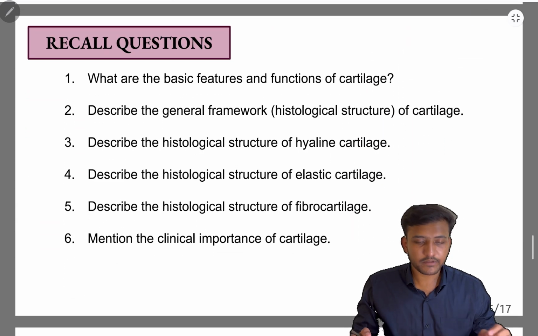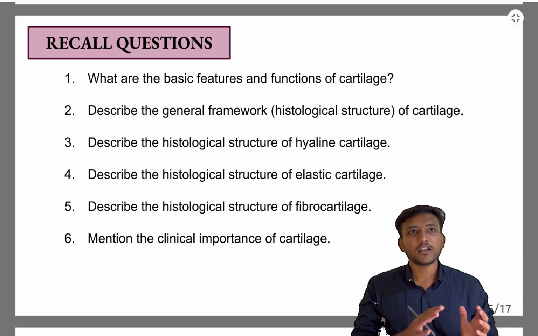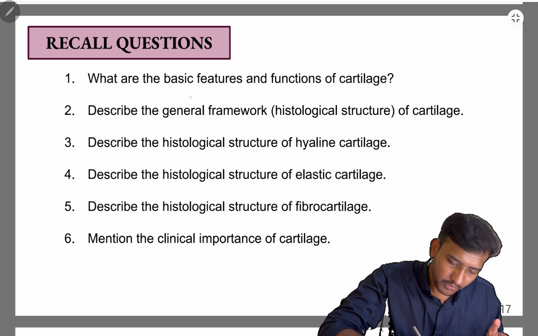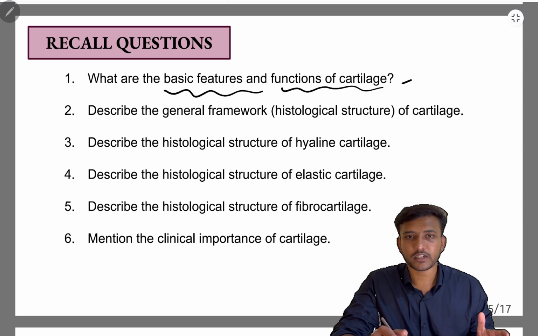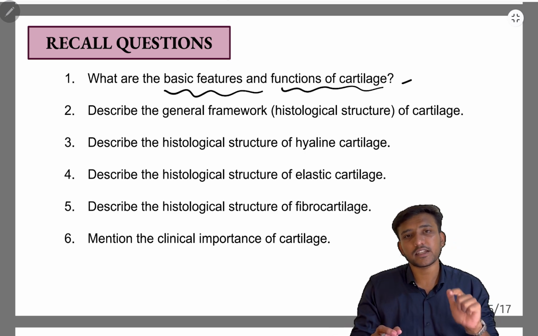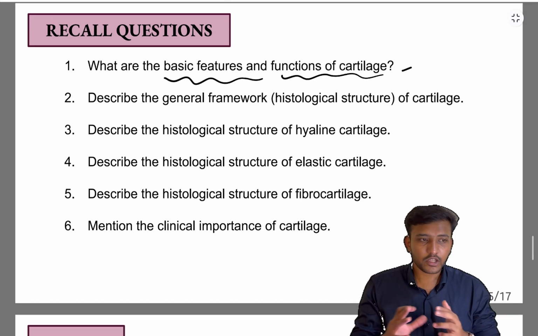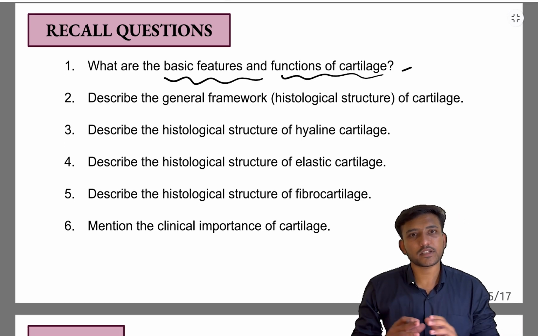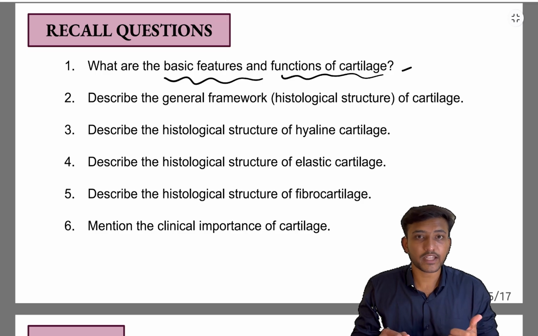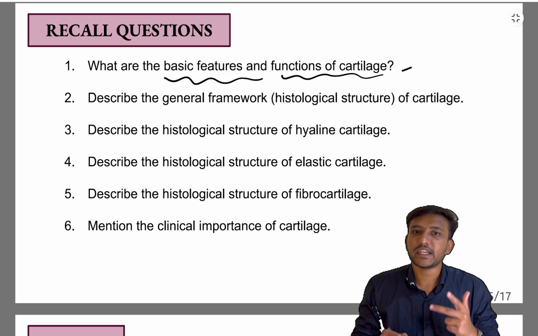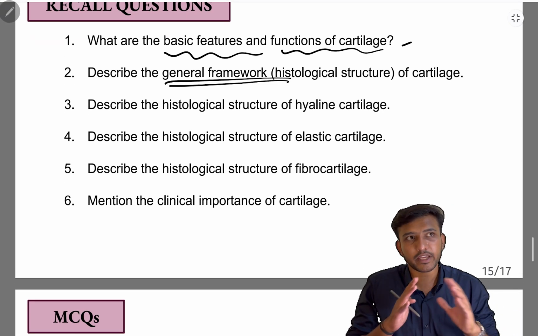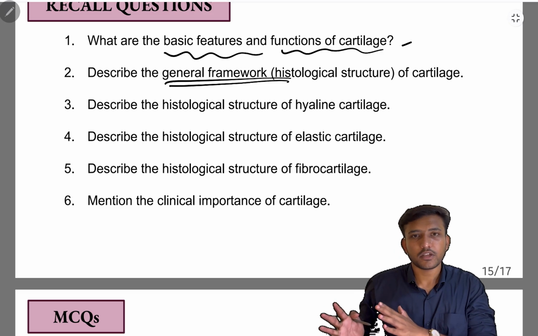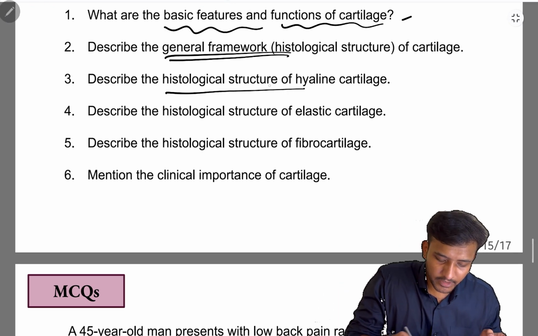Now, the most important part of a lecture, our recall questions. Whatever we studied, we'll revise through these particular questions, guys. You need to know the basic features and functions of cartilage. I told you cartilage is a specialized connective tissue, and we divided it into hyaline, elastic and fibrous cartilage. I also told you the importance of cartilage. We also discussed examples of hyaline cartilage, elastic cartilage and fibrous cartilage. The most important example for fibrous cartilage is the intervertebral disc. Then we talked about the general framework: the chondrocytes, the extracellular matrix, and the perichondrium as well.